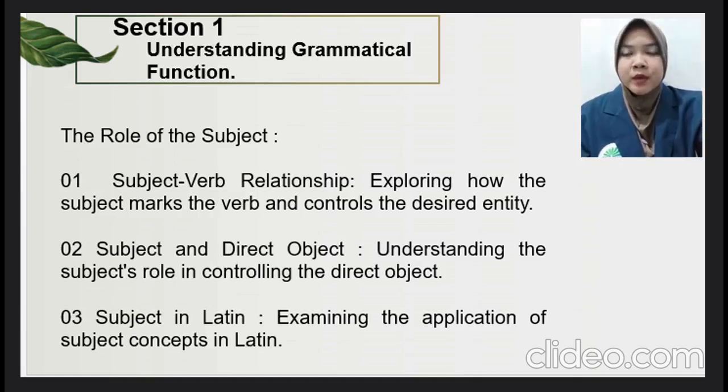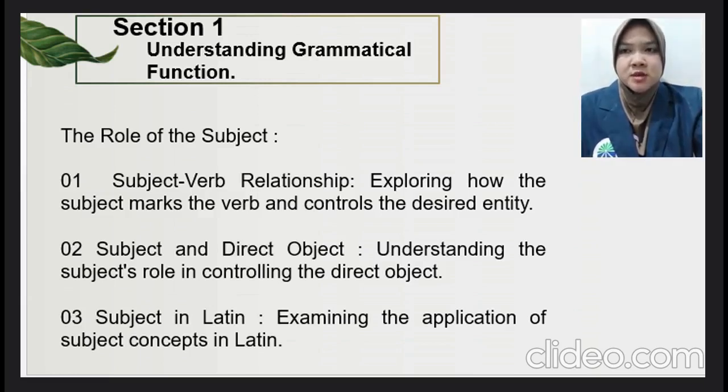Example: in the sentence, he eats an apple. He is the subject, eats is the verb, and an apple is the direct object. The subject, he, performs the action of eating, and the direct object, an apple, is what is being eaten.